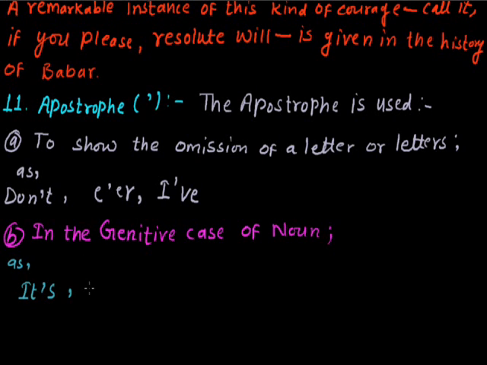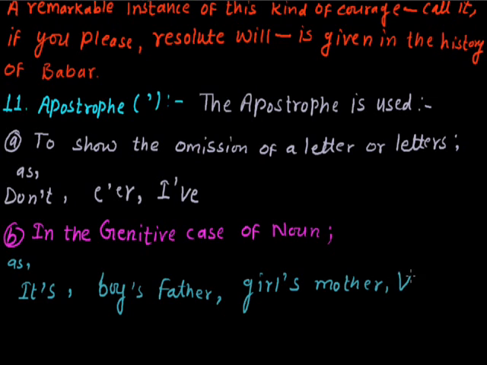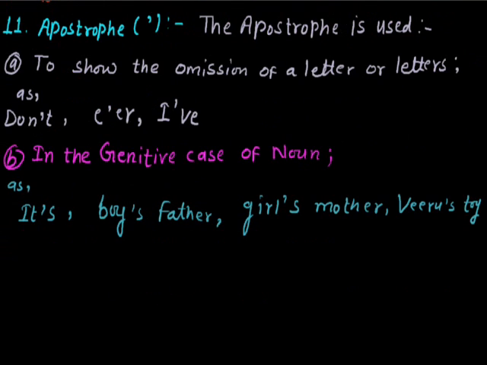Okay, to form the relationship between two persons we use the apostrophe. Like the boy's father, girl's mother, Viru's toy. So in this manner we use the apostrophe to show the relationship between two nouns.